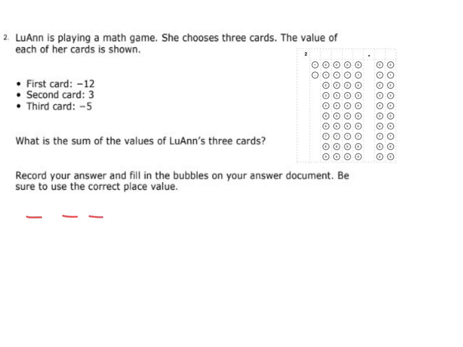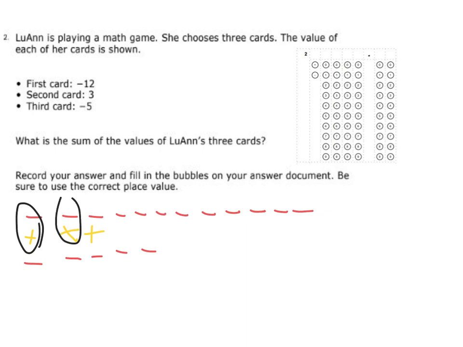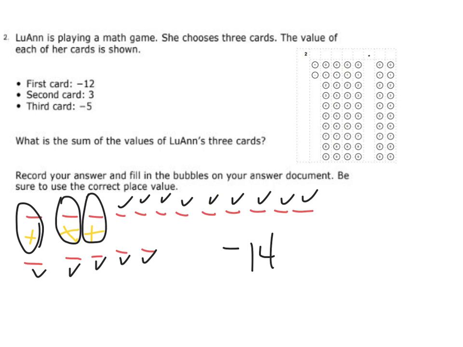So I'll have 1, 2, 3, 4, 5, 6, 7, 8, 9, 10, 11, 12. Second card has 3 positive, 1, 2, and 3. And third card has 5 negatives, 1, 2, 3, 4, 5. So what you're going to do, you're going to find those 0 pairs, 1, 2, and 3 0 pairs, and whatever's left over is your answer. So you have 1, 2, 3, 4, 5, 6, 7, 8, 9, 10, 11, 12, 13, 14. So that's 14, and they're all negative, so my answer is -14.